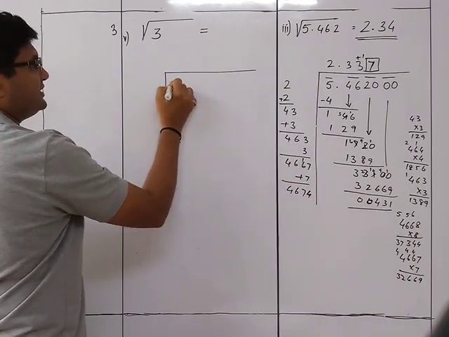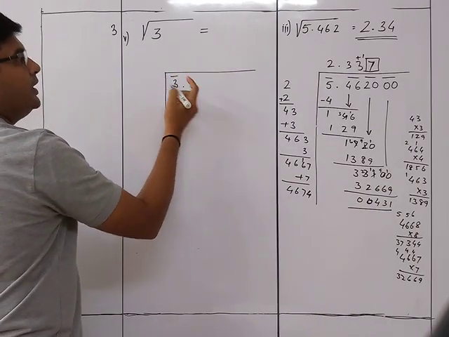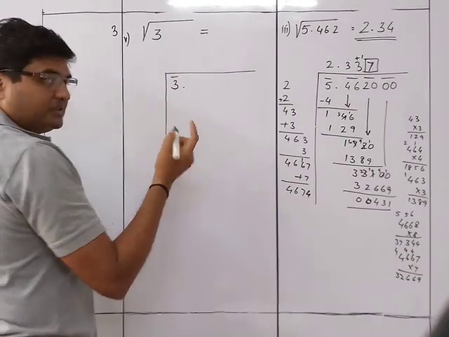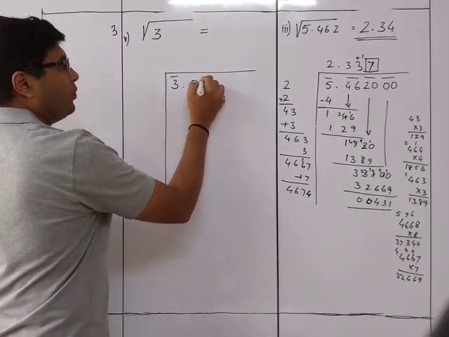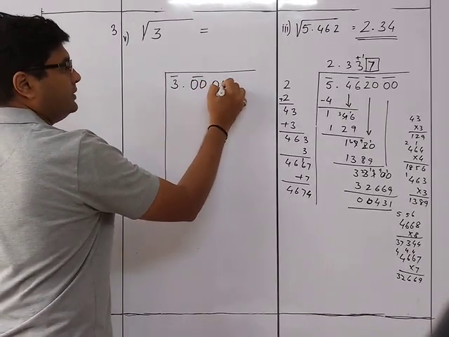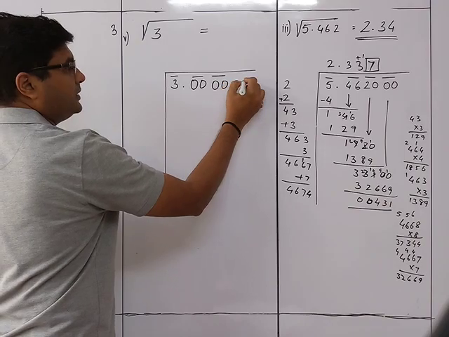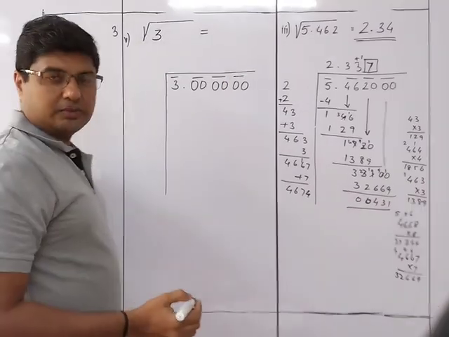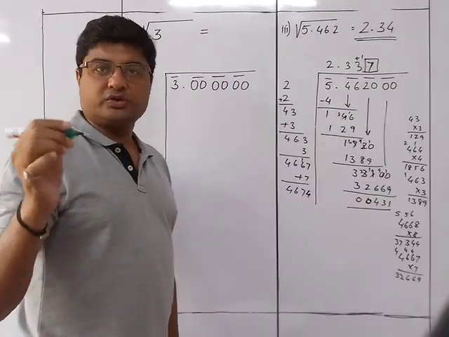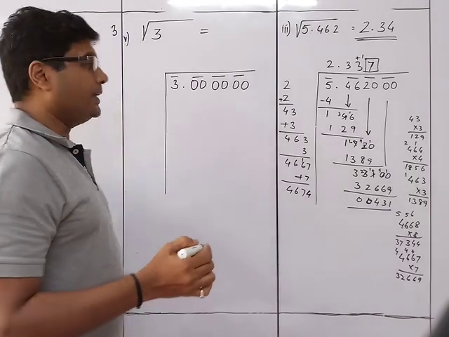This over here. Now this is just 3, so it's just a single digit. I want it up to 3 decimal points first and then 2 decimals. So it is first pair for 1 decimal, second pair for second decimal, third pair for third decimal. So 3.000000 is what I am going to take as a number.